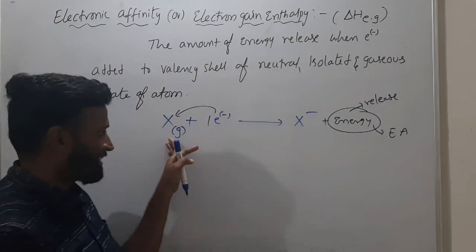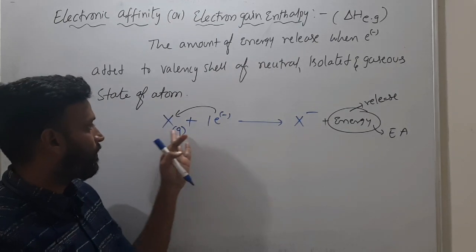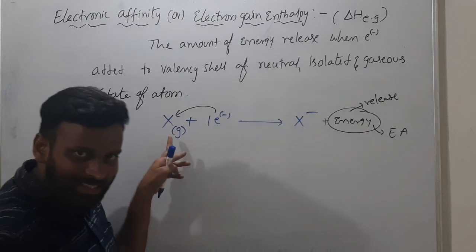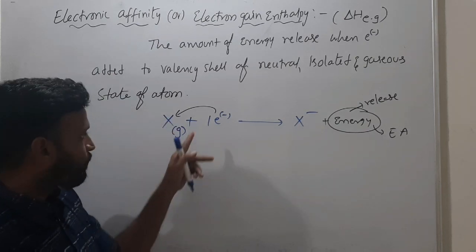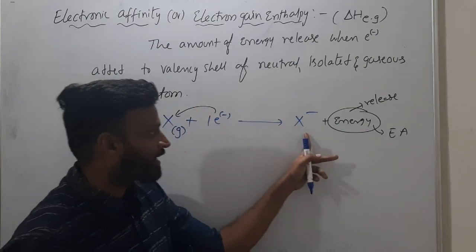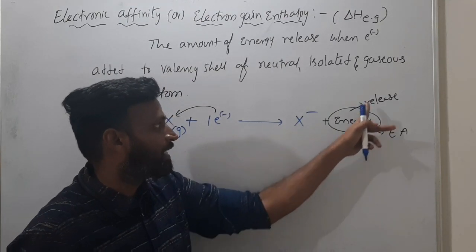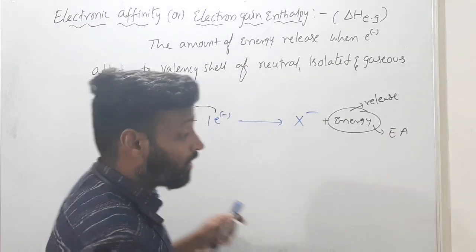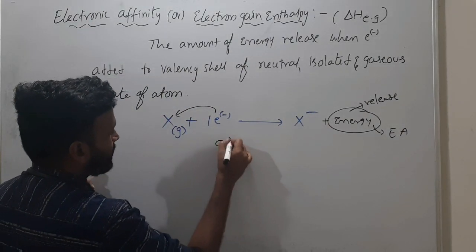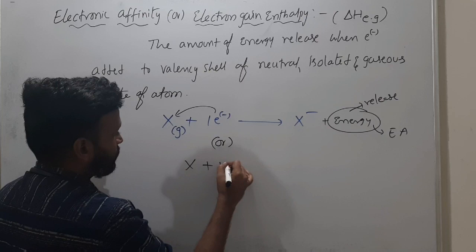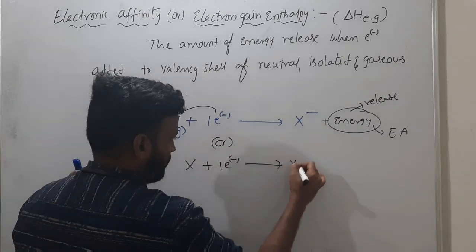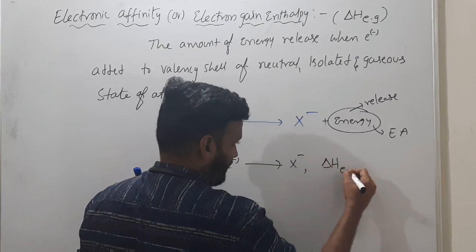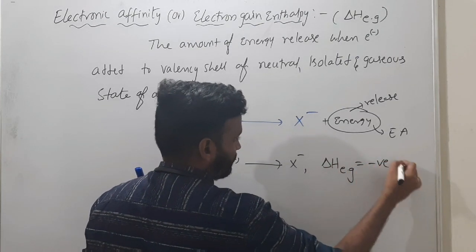So for this X, you add electron. X means what kind of X it is? Neutral, isolated, gaseous state atom. For this you added one electron, so formed X minus. An amount of energy released. That amount of energy released is called electron gain enthalpy or electronic affinity. Same you can represent like this: X plus one electron converted to X minus, and delta H Eg is negative.